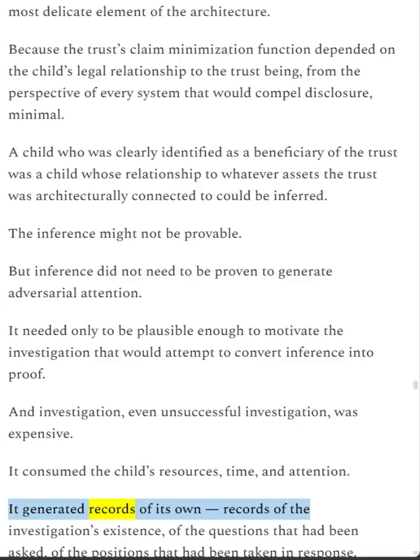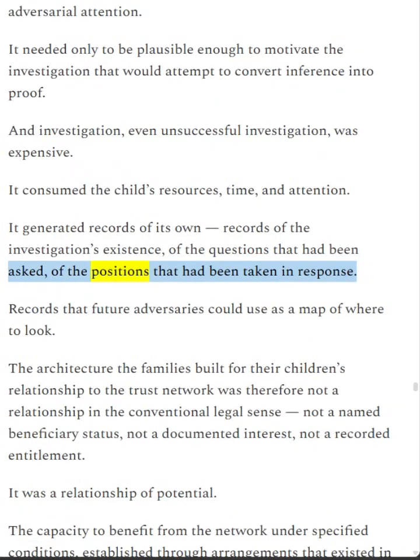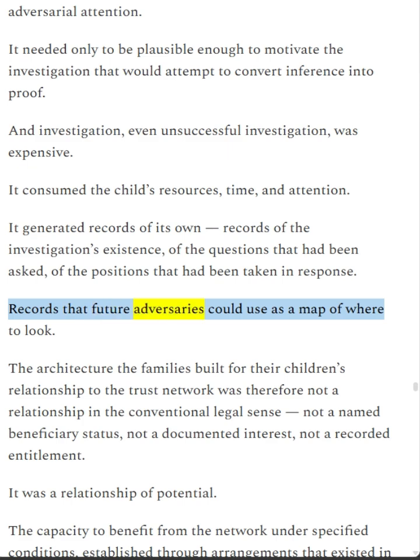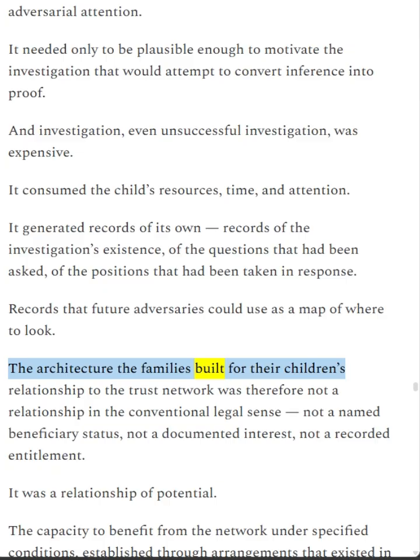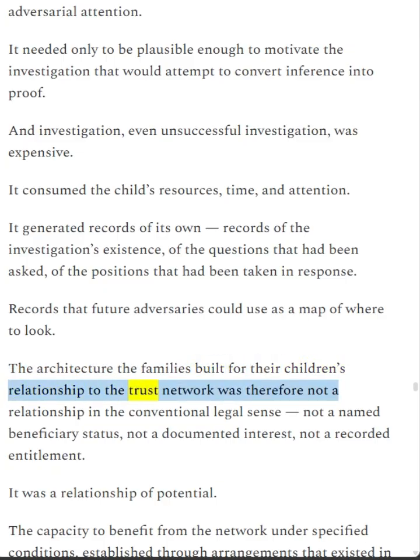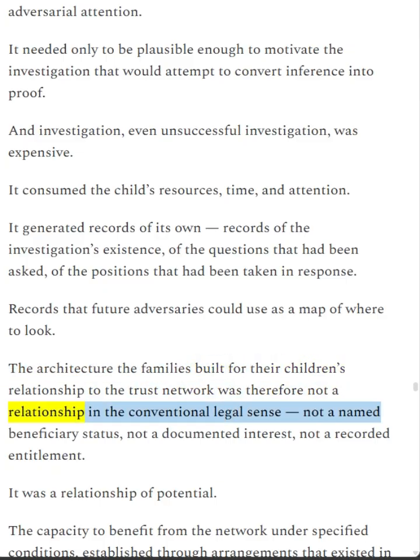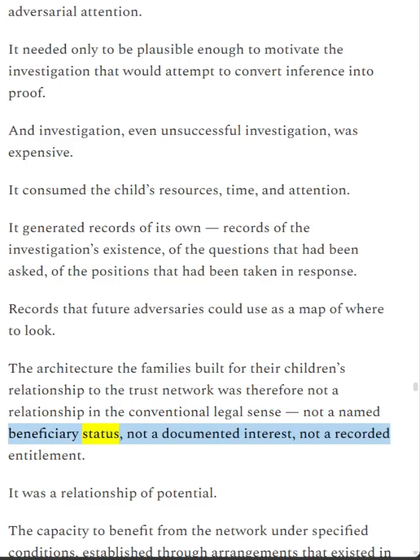It generated records of its own, records of the investigation's existence, of the questions that had been asked, of the positions that had been taken in response. Records that future adversaries could use as a map of where to look. The architecture the families built for their children's relationship to the trust network was therefore not a relationship in the conventional legal sense, not a named beneficiary status, not a documented interest, not a recorded entitlement. It was a relationship of potential.